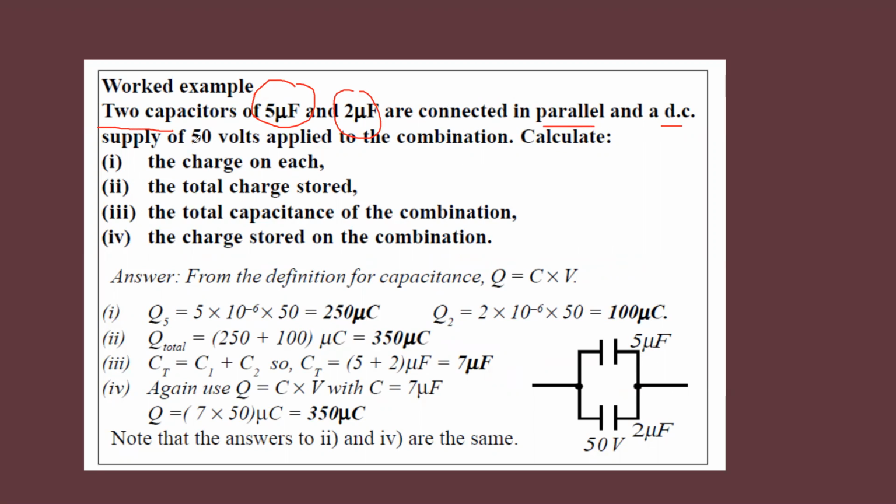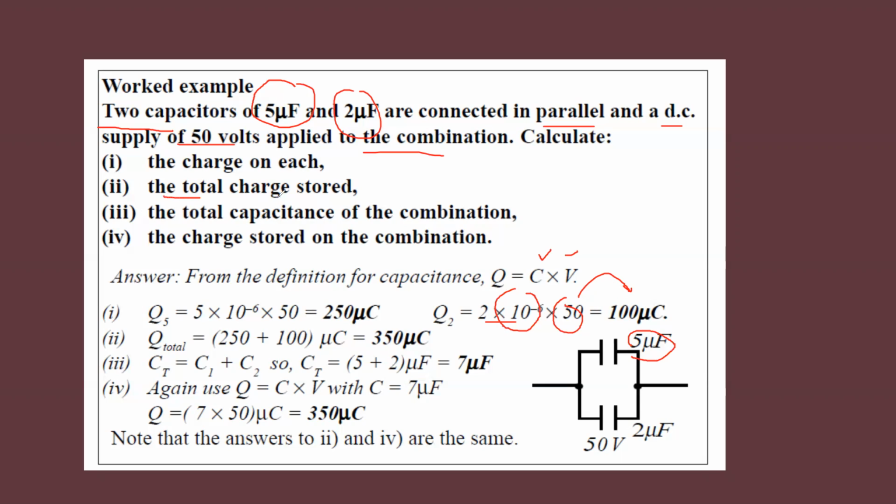So you can see 50 volts applied to the combination. We apply 50 volts. The total charge on each capacitor. How to find a charge on each capacitor? We have the formula Q is equal to CV. So capacitance is given for each capacitor and voltage is also given. So if I need a charge for 5 microfarad capacitor, so 5 multiplied by 50. If I need a charge for 2 microfarad capacitor, so 2 micro means 10 power minus 6. That's why this is 10 power minus 6 multiplied by 50. You will get 100 micro coulomb. That's a charge.